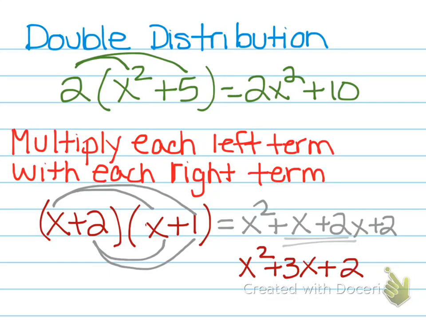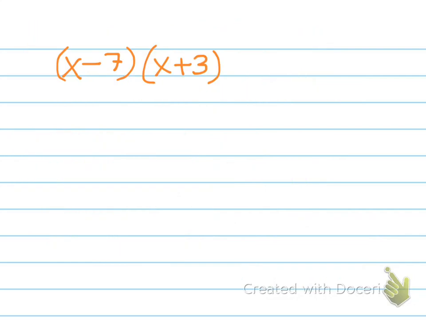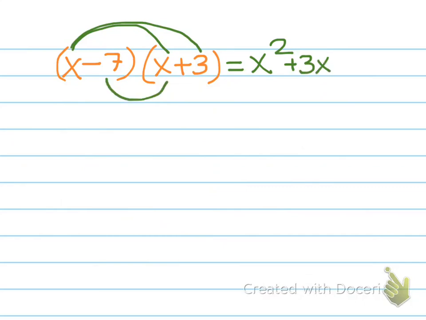Let's look at another example. We have x minus 7 times x plus 3. Your first move is going to be to multiply x times x and get x squared. Then x times 3 and get 3x. Now it's negative 7 times x, so we're going to have minus 7x, and then negative 7 times 3, which is going to give me minus 21.